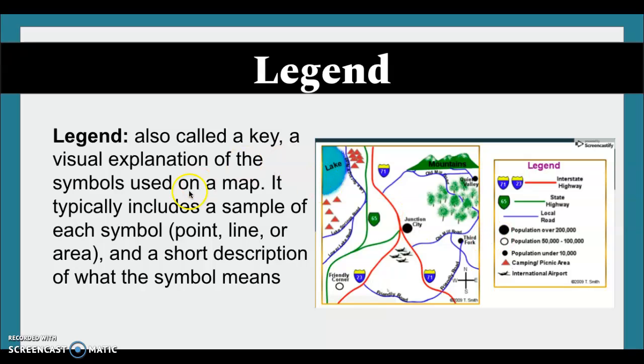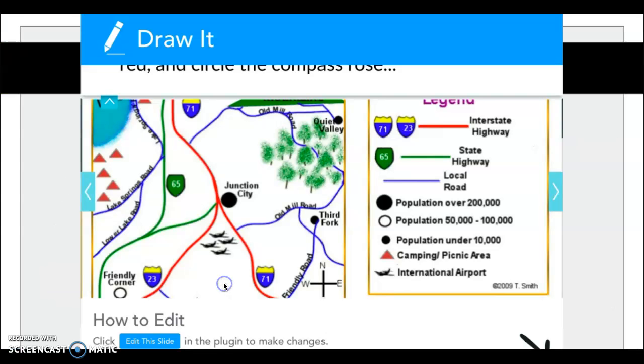Legend. A legend, also called a key, is a visual explanation of the symbols used on a map. It typically includes a sample of each symbol, point, line, or area, as well as a short description of what the symbol means. So on our map and legend here, you were to find the camping picnic areas and circle them a color. I think maybe it would have been blue. Circle, and then there's some more up here. Anyway, you also had to circle the airport as well as the compass rose again.